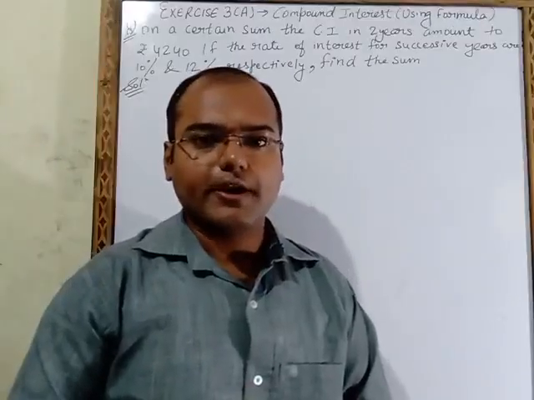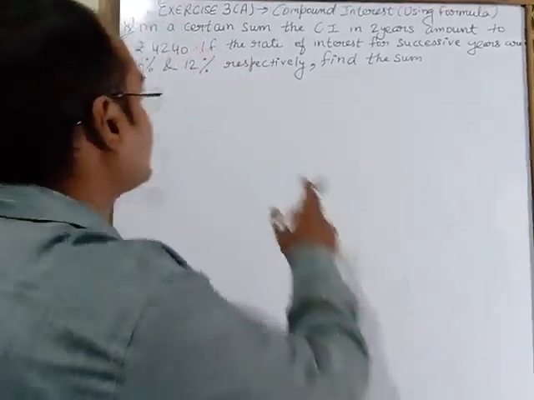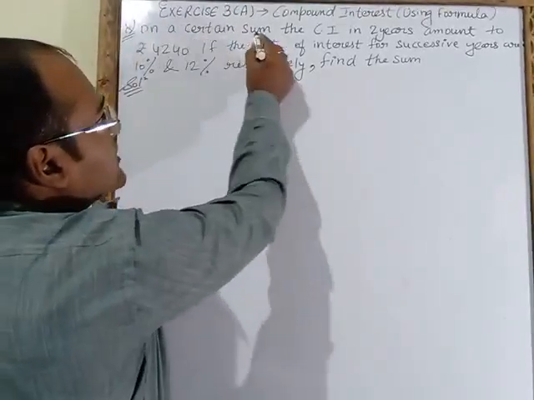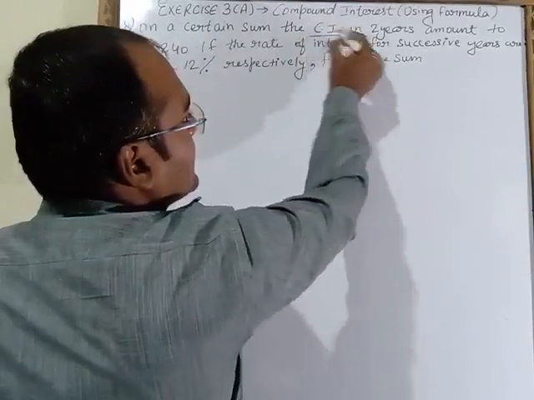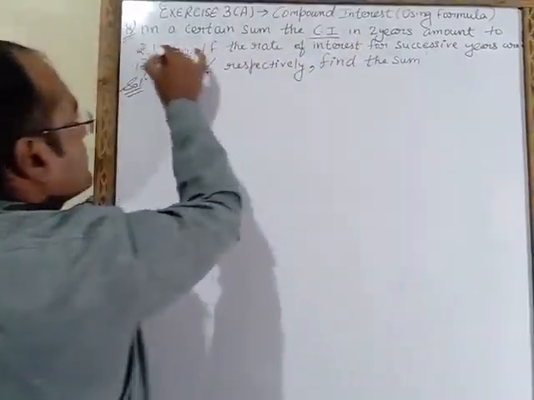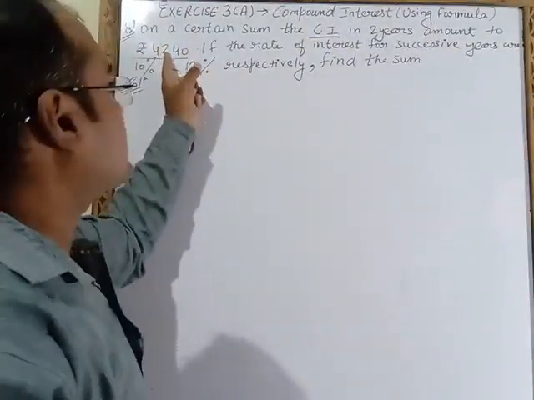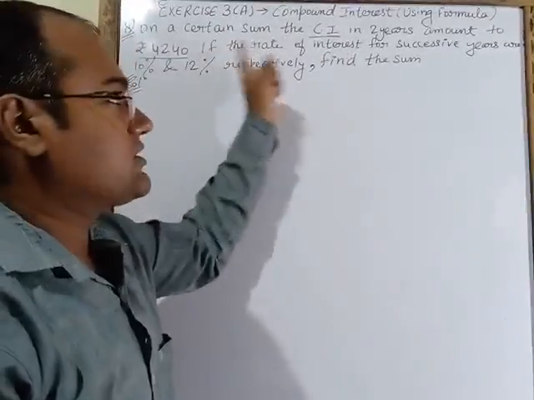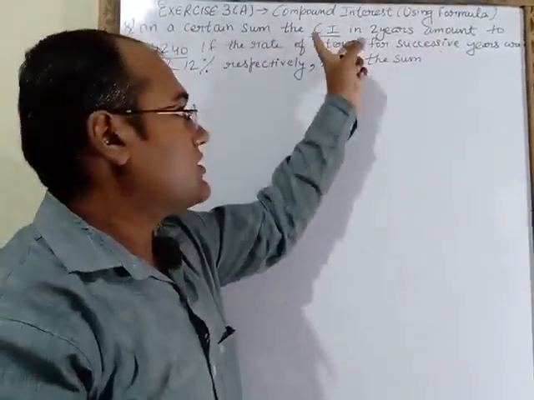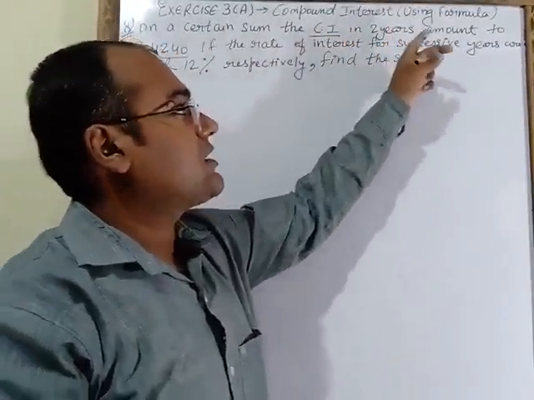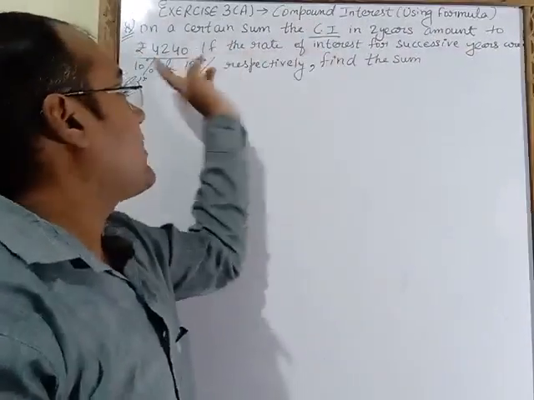Now come to question number 8. Question number 8 is: on a certain sum the CI in 2 years amounts to this much. What is that? Compound interest amounts to this much rupees. So this is the value of compound interest. This is not the amount. CI in 2 years amounts to this much. This is the value of CI.